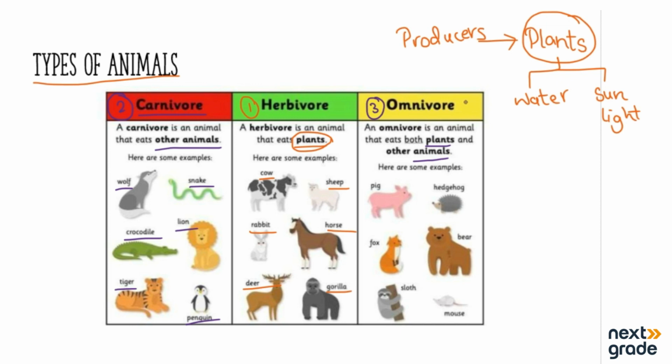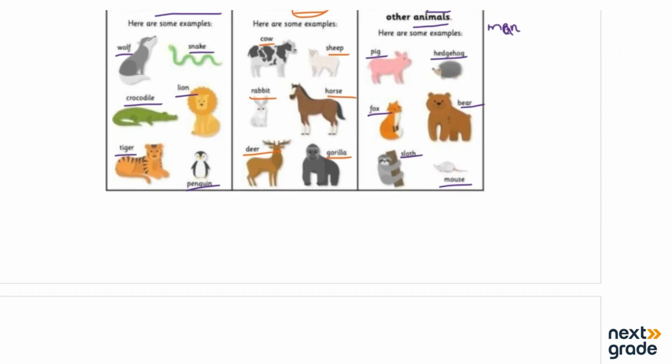Omnivores are animals that eat both plants and animals. So here are some of the examples of the animals that eat both plants and animals: hedgehog, bear, fox, sloth, mouse, and you can see pig is also an example given over here. You can write over here one more example and that is man or human, right? Humans also eat plants and animals. Alright, so these are the terms that we are going to discuss in the food chain. So let's move on to the next slide.